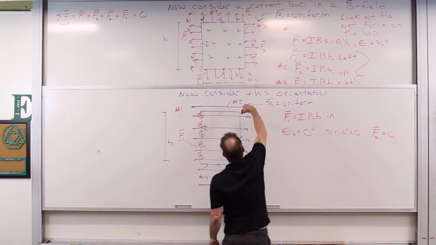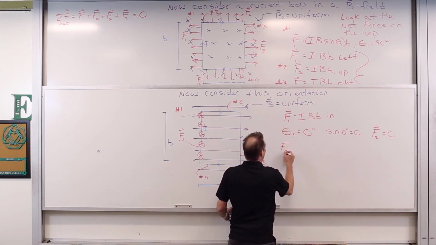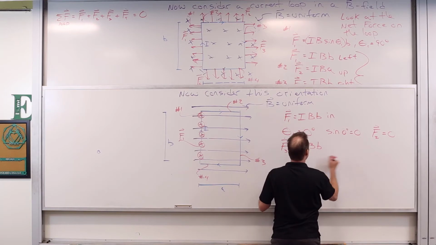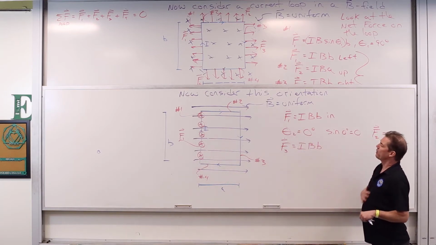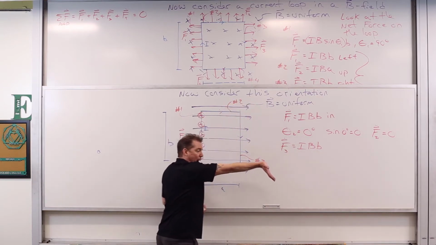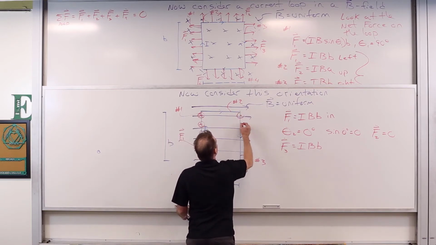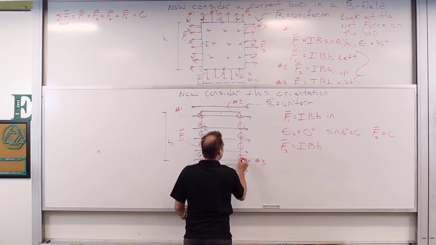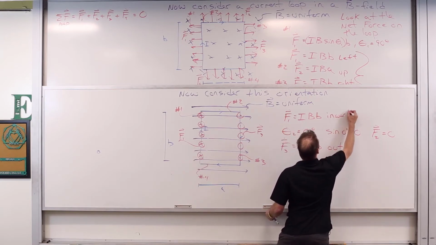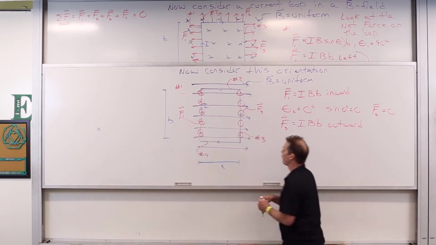Come over to this one. There's a 90-degree angle between the direction of the current and the direction of the magnetic field. Good. F3 hat is going to be equal to I times B times the current segment length, which was B. And then what is going to be the direction? Now we've got the current going down and the magnetic field to the right. I've got that the force on it is outward. So on this side, outward.